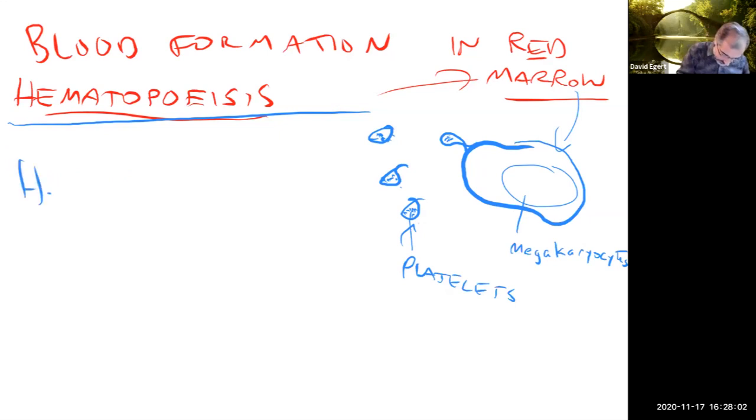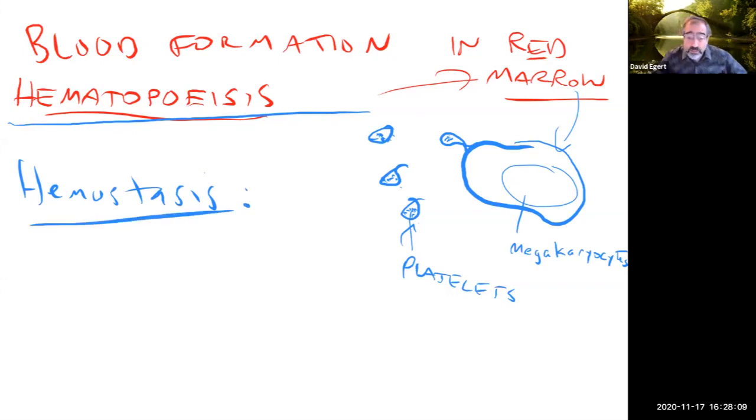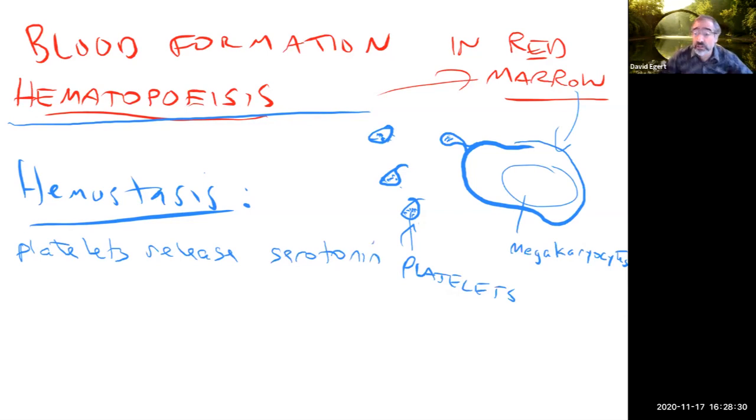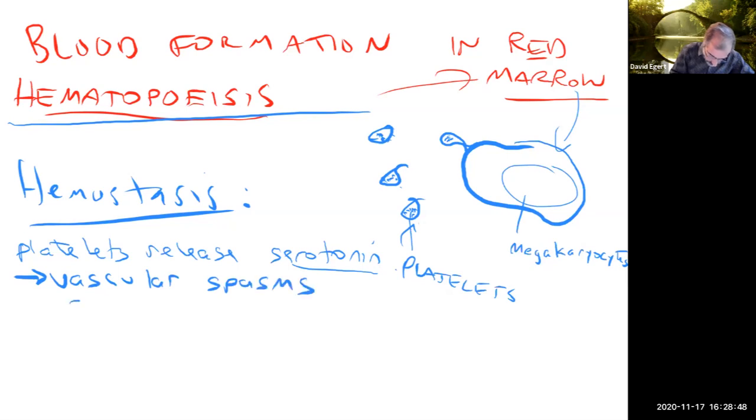So let's talk about hemostasis. The first thing that happens is that when platelets are exposed to collagen, like I said, that's what triggers this. They actually release serotonin. You usually think of serotonin more as a neurotransmitter in your brain, but it was first seen here as part of hemostasis. Serotonin causes vascular spasms, meaning it makes the vessels constrict.